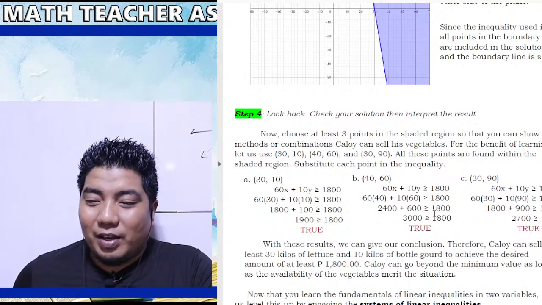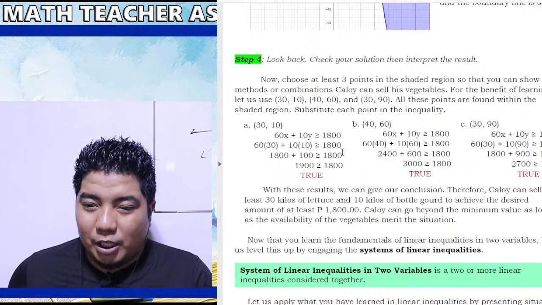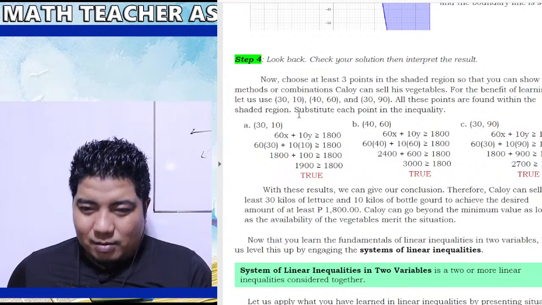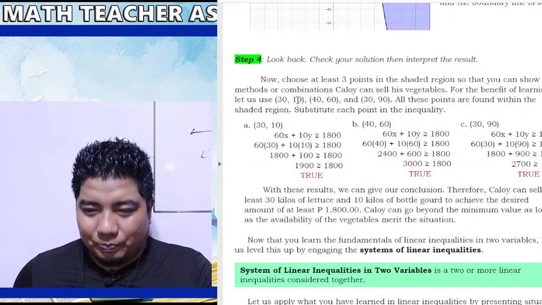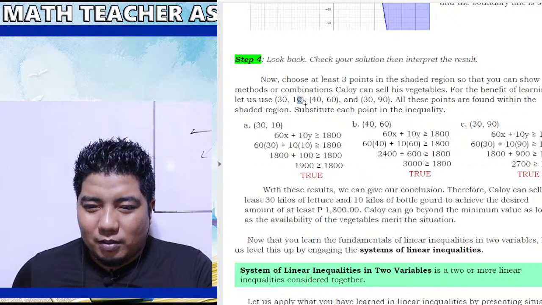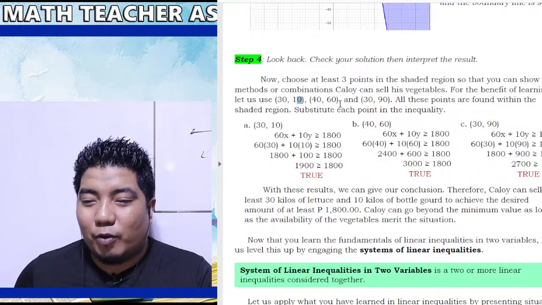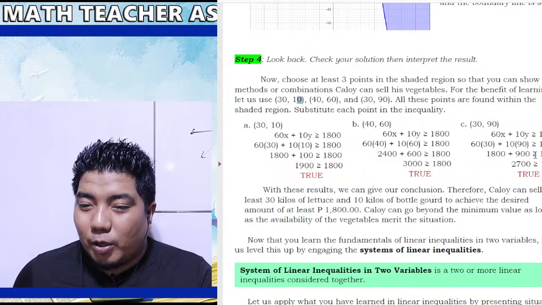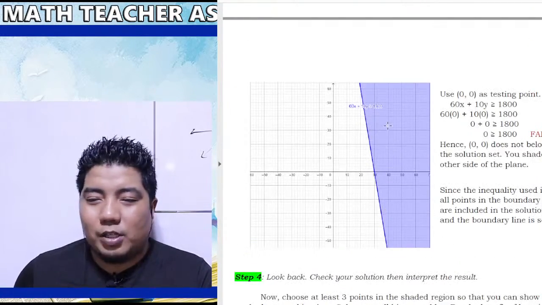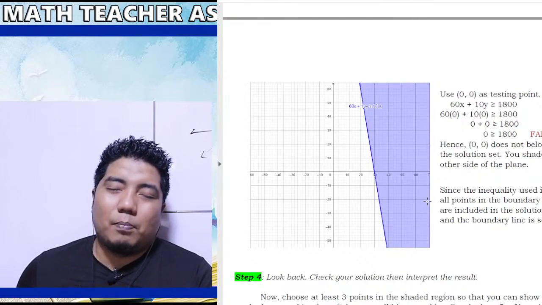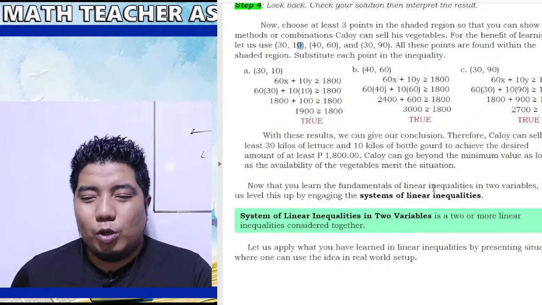Now, we have here to look back at the solution. This is the one from earlier. The interpretation. So, we could have 30 kilos of lettuce and 10 kilos of bottle gourd. So, that is a true statement. It could also be 40-60, still a true statement. It could also be 30-90, still a true statement. So, any other points you see in our shaded region will satisfy the goal of Kaloy.